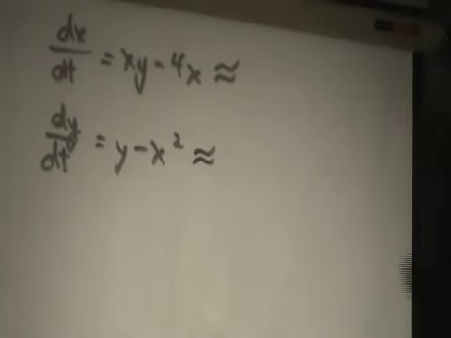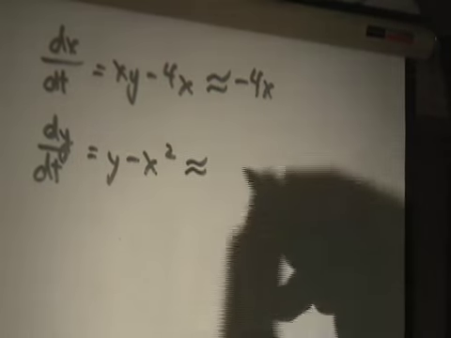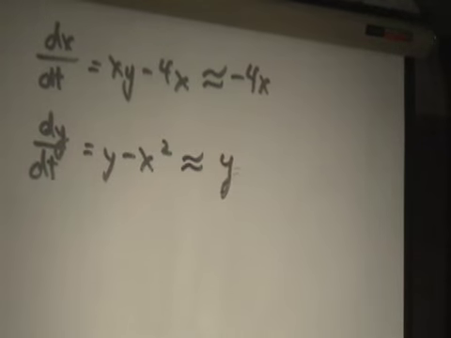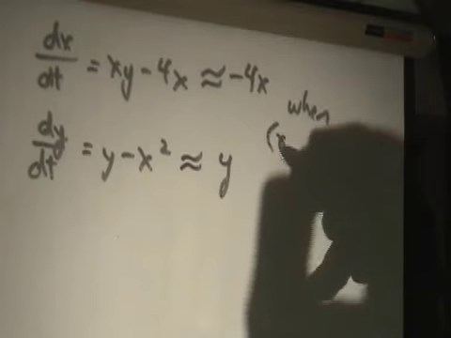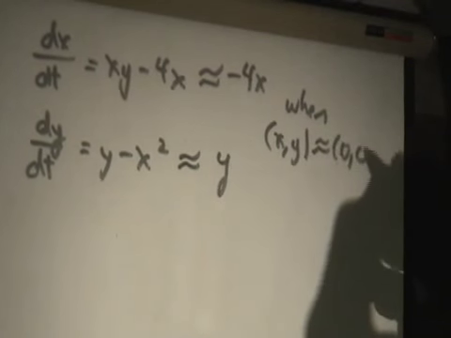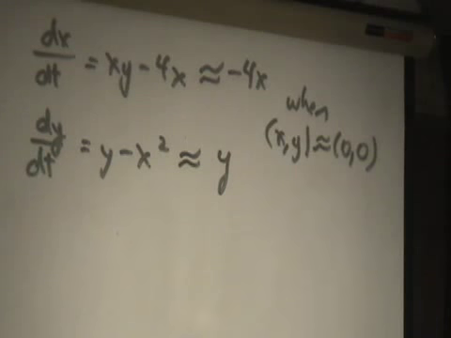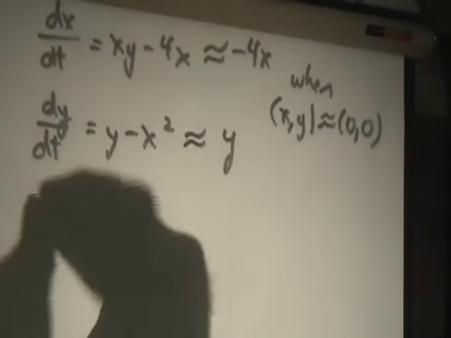Essentially, we're going to use some approximate equalities to say that this is approximately negative 4x and this is approximately y when x and y are both close to 0. Technically speaking, what we are going to do is create an associated linearized system.